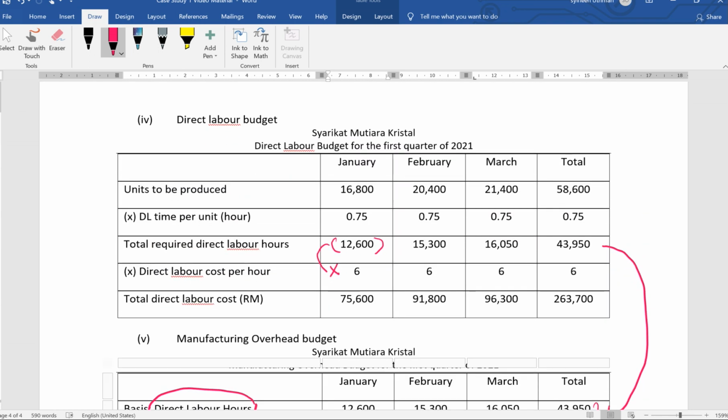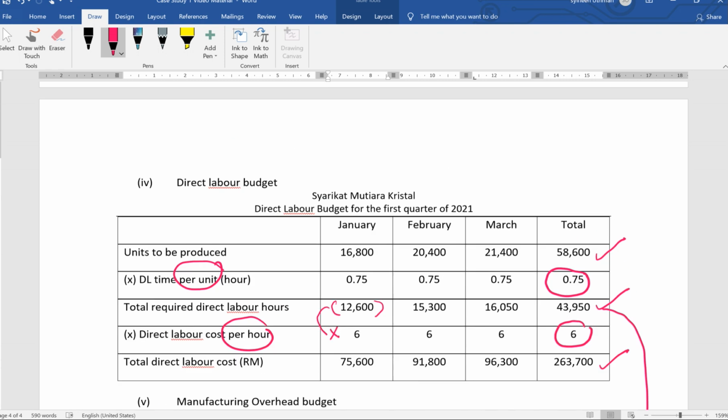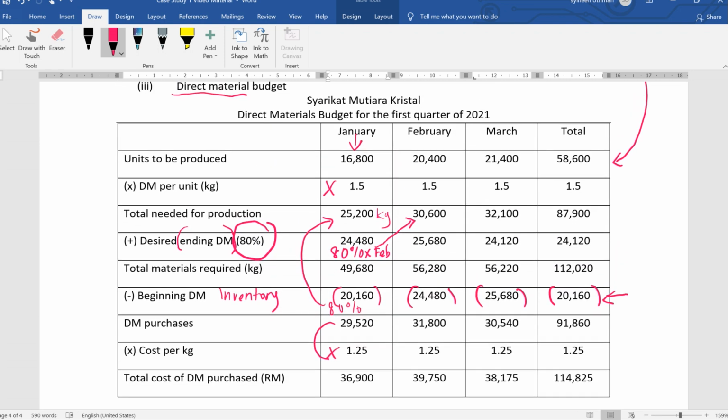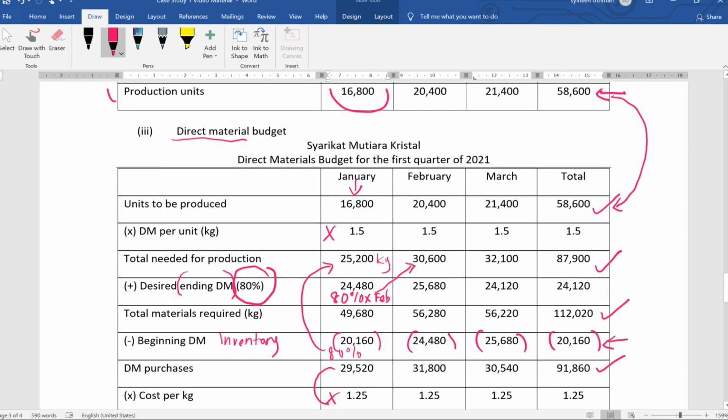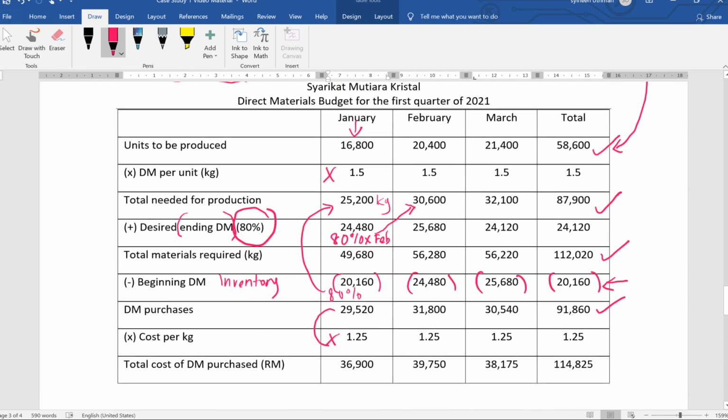For direct labor, we also add up the units total. But for the rows labelled per unit or per hour, make sure you don't total up. We put the value for per unit and also per hour. Alright. And then for your direct material budget, we will add up units to be produced, total needed for production, and then total direct materials required. Then direct materials purchase.